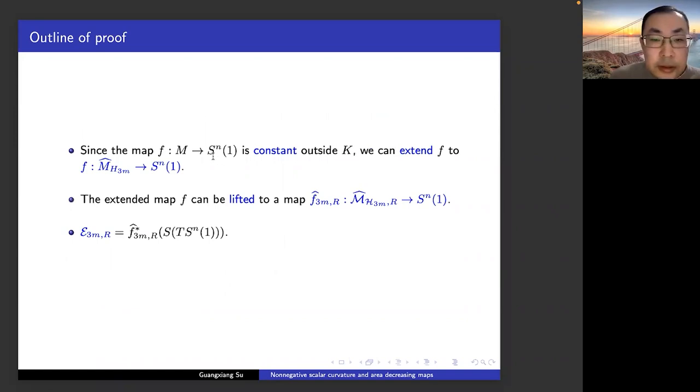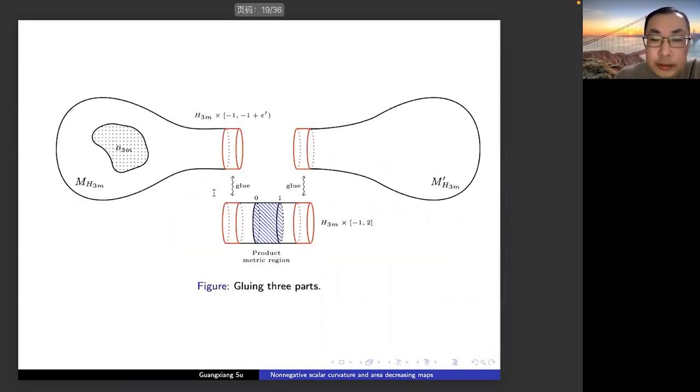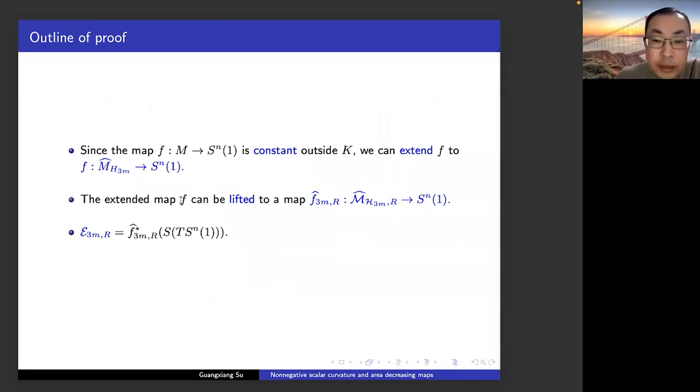Now, since F is constant outside the compact set K, we can extend F to the glued manifold. Since it is constant outside K, on these two parts it's a constant, so we can extend F. And the extended map can also be lifted to a map to the cone fibration.